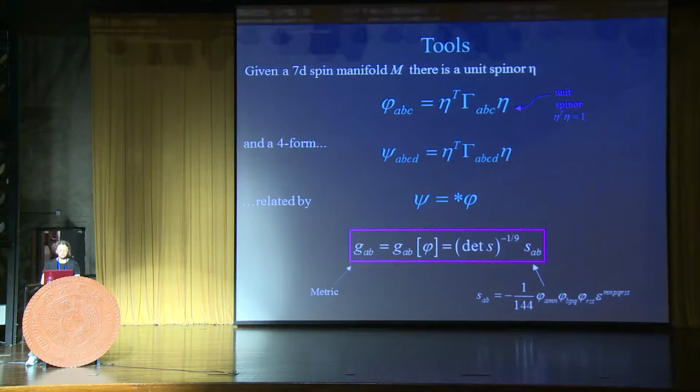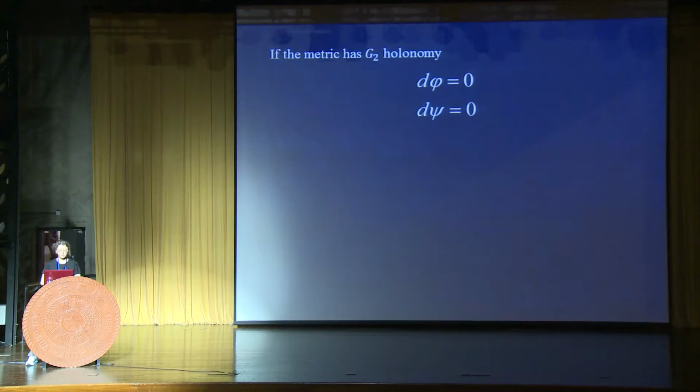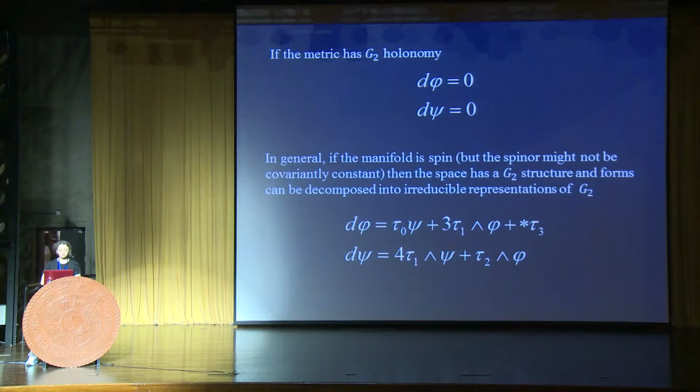So when I will be talking about maybe alpha prime corrections to some space, the fundamental thing to solve for are not corrections to the metric, but corrections to the 3 form. So if the metric has G2 holonomy, this form is closed and co-closed. But in general, if the manifold is spin, but this spinor might not be covariantly constant, then we have what is called a G2 structure, and d phi and d psi will in general then fail to be closed.